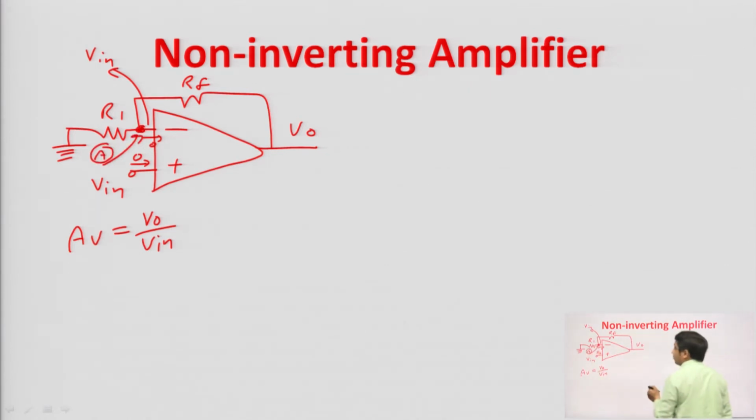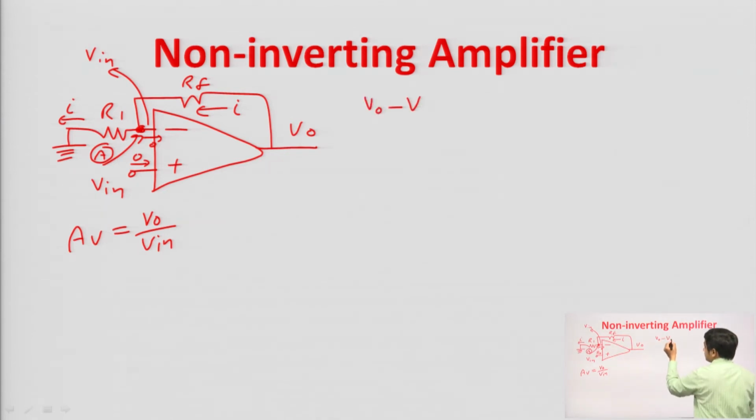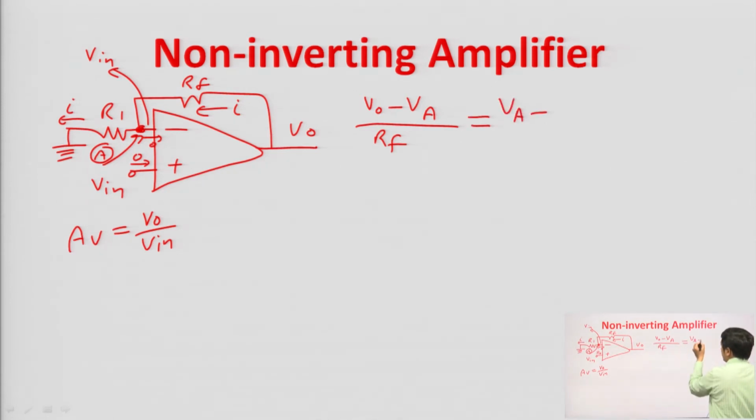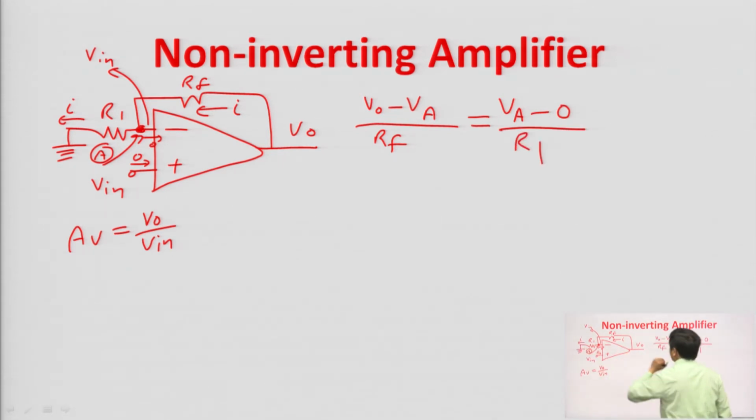So, the voltage at the inverting terminal will be V in, and let us consider this node A. Apply the KCL at node A. Let us define the current direction, say the current is I, and this current will be I again, because the current entering the op amp is 0. Applying the KCL at node A, incoming current is equal to outgoing current. So, it will be (V naught minus V A) upon RF, where V A is the voltage at node A, is equal to (V A minus 0) upon R1, because the other terminal of R1 is grounded.